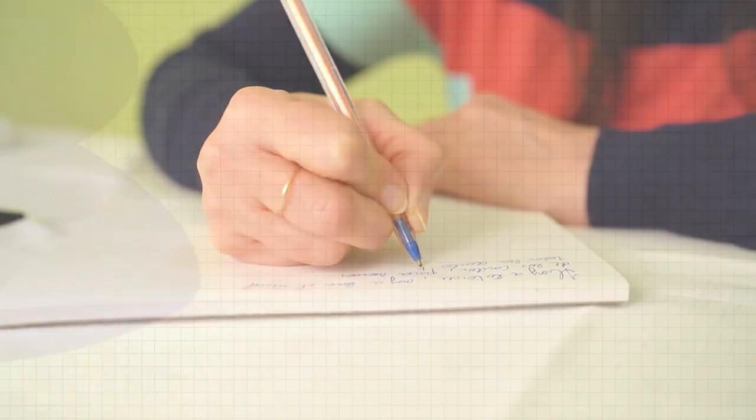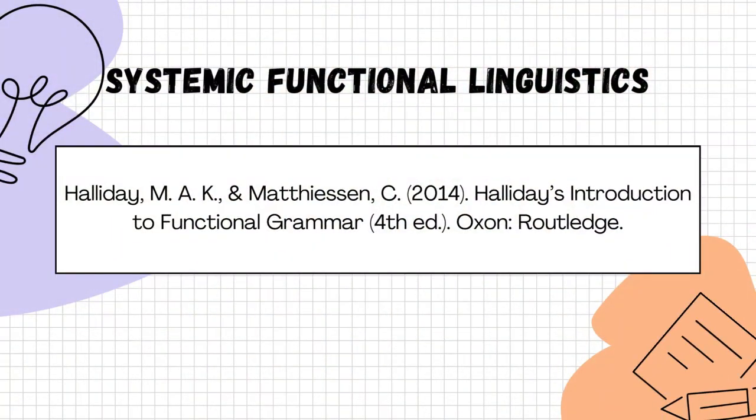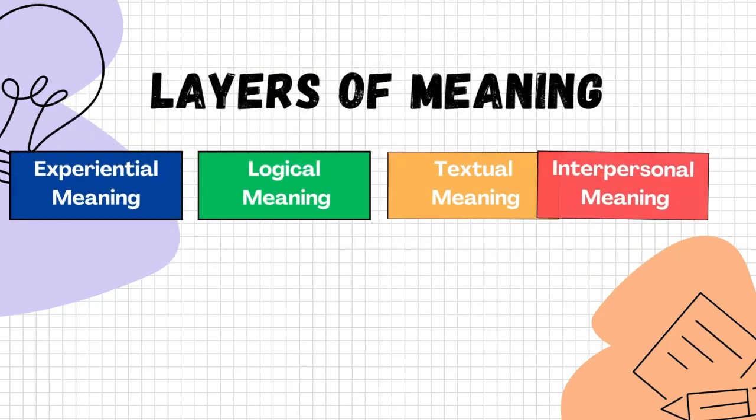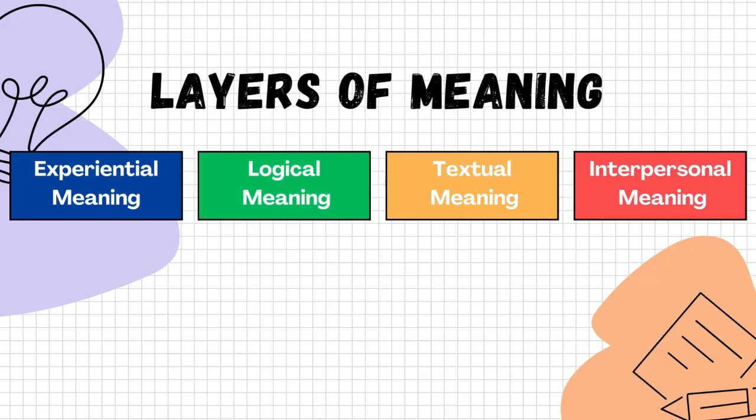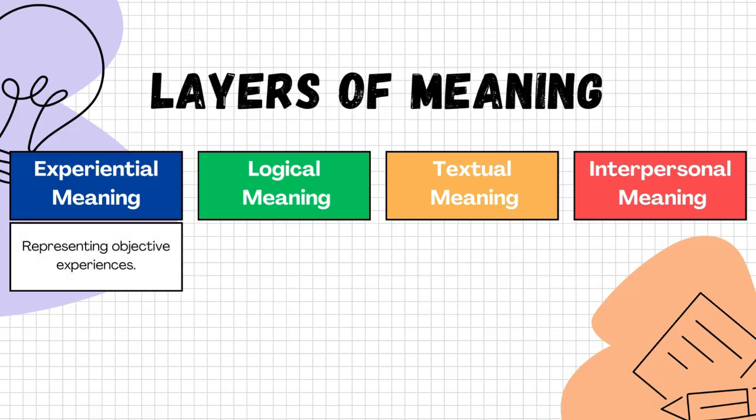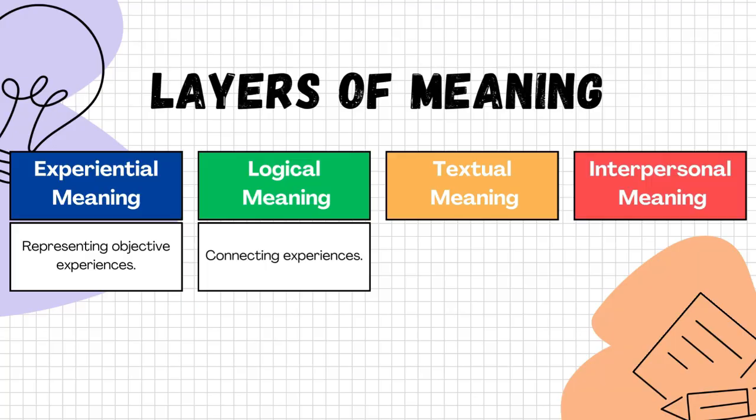All videos in this series draw heavily on Systemic Functional Linguistics, or SFL. Two defining features of this theory are that it views language as a system of choices, and it views this system through four main layers of meaning, with each layer having its own distinct set of functions. The function of the experiential meaning layer is representing objective experiences: the who, the what, when, where, how, and why. Logical meaning deals with how we connect those experiences together and how they're related to each other logically.